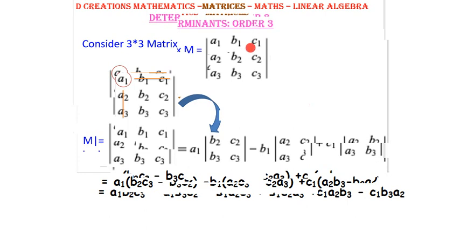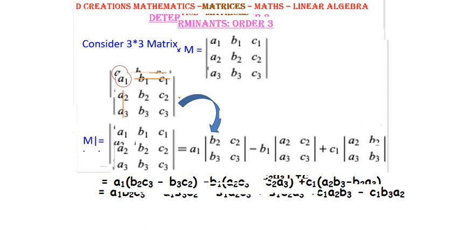For the third term, we have taken C1. So we ignore elements in the same row, that is A1, B1. We ignore elements in the same column, that is C2, C3. So we are left with A2, B2, A3, B3. So we take the determinant of these 4 elements. In this manner, we have to evaluate it. Now how will you simplify it? A1 comes as it is. This determinant is solved as B2, C3 minus B3, C2. Even if you write it as C2, B3, it's okay. But right now we are just maintaining that order of A, B, C. Hence B3, C2.